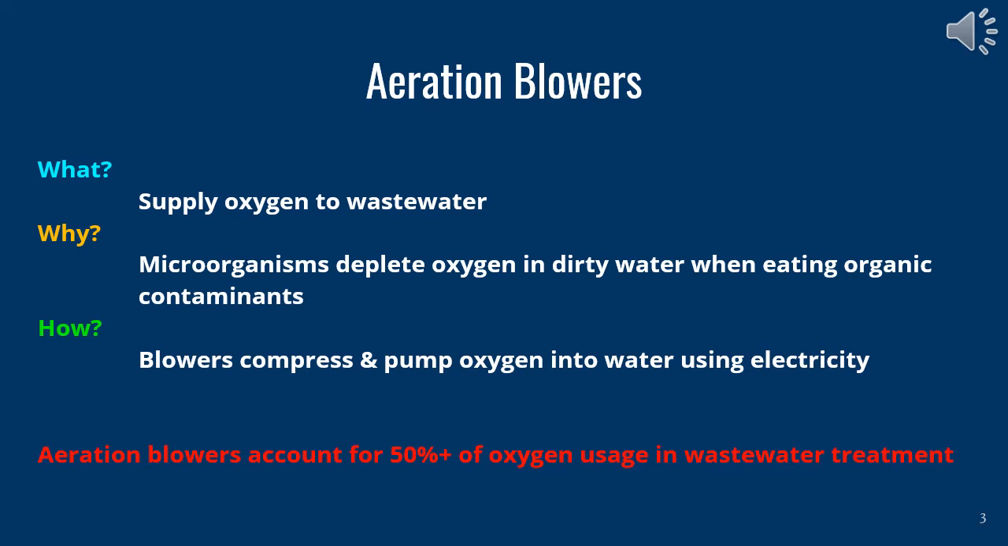The aeration blower portion of a wastewater treatment plant works to supply oxygen to wastewater. Microorganisms in dirty influent water use and deplete oxygen when breaking down organic contaminants in the water. The aeration blowers compress and pump oxygen into this wastewater, accounting for 50% or more of the total energy usage at the plant when doing so. Therefore, these aeration processes are a highly beneficial target for fixing an oversized plant.